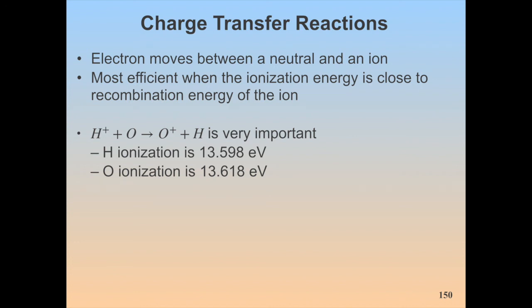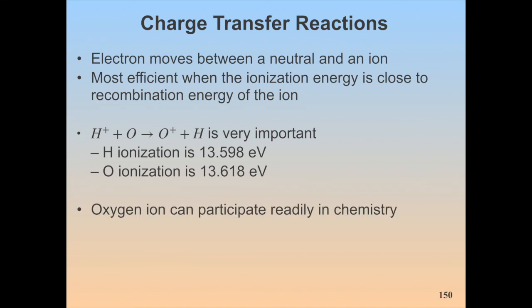Because these two are very, very close, the electron can essentially just hop from one to the other, and you don't have to worry about breaking up the molecule, or in this case, the atom, and causing additional ionization energy and photons that need to be released. So it's going to be very easy to actually just transfer that electron. It can move very easily between them. And now that you have your O+, the oxygen cation, this can actually participate very readily in chemistry and form other molecules. And the rate for this is around 10^-9 cubic centimeters per second as well.